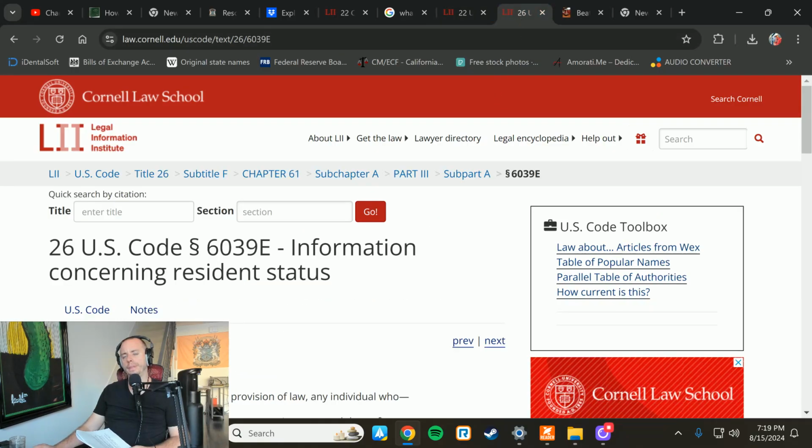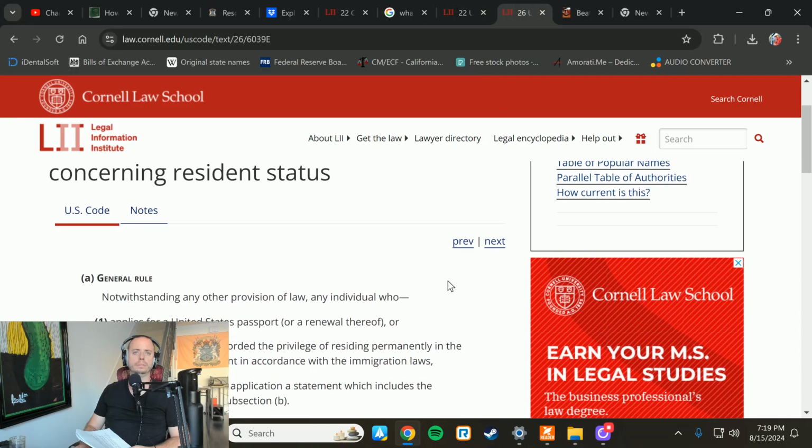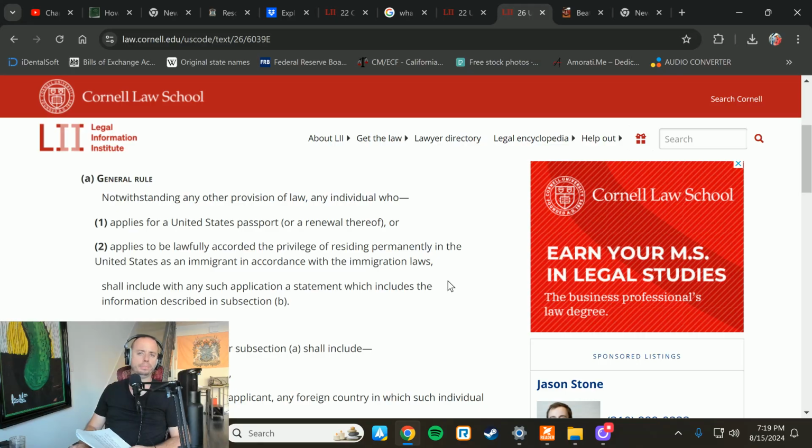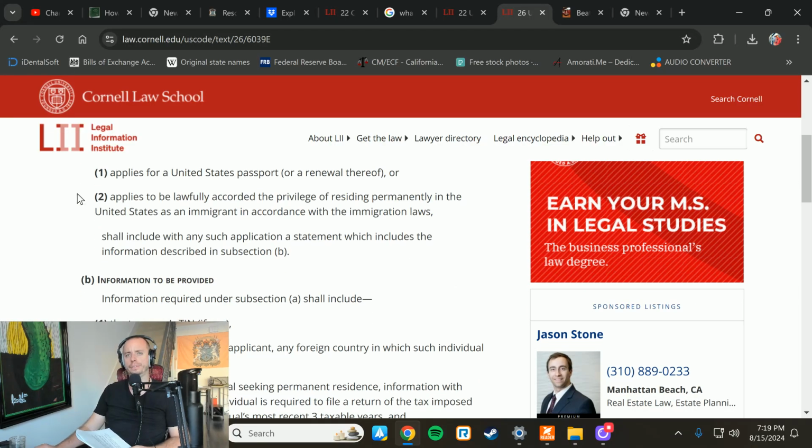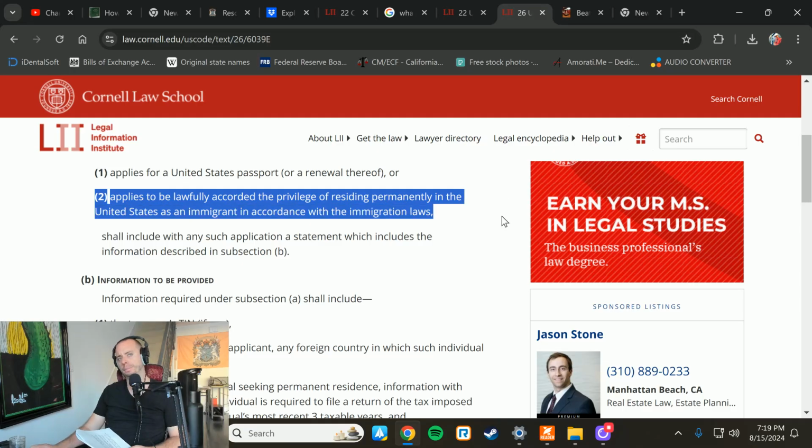And then they also reference this one here: Information regarding resident status applies to be lawfully accorded the privilege of residing permanently in the United States, which is hilarious. That's not a privilege. That's a prison sentence. So that's pretty funny, the way that they put that in there. It's based off the 14th Amendment. Again, privileges and immunities, right? The only right that a released slave from the Civil War era has is to reside in the District of Columbia. That's where the wording of this comes from.